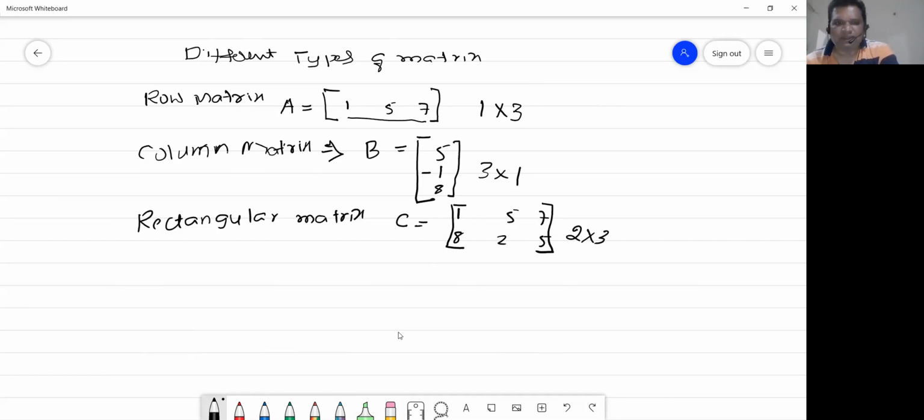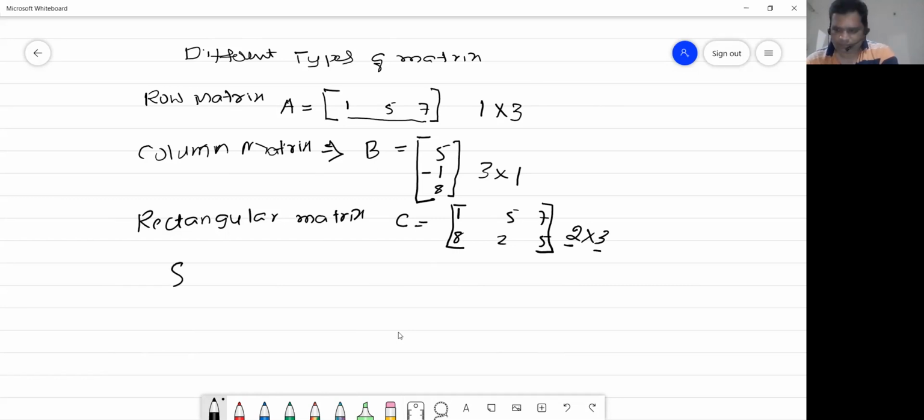In the rectangular matrix, number of rows is not equal to number of columns. Try to understand: when the number of rows is not equal to number of columns, it is called a rectangular matrix. When the number of rows is equal to the number of columns, it is called a square matrix. Now we will go for the square matrix.